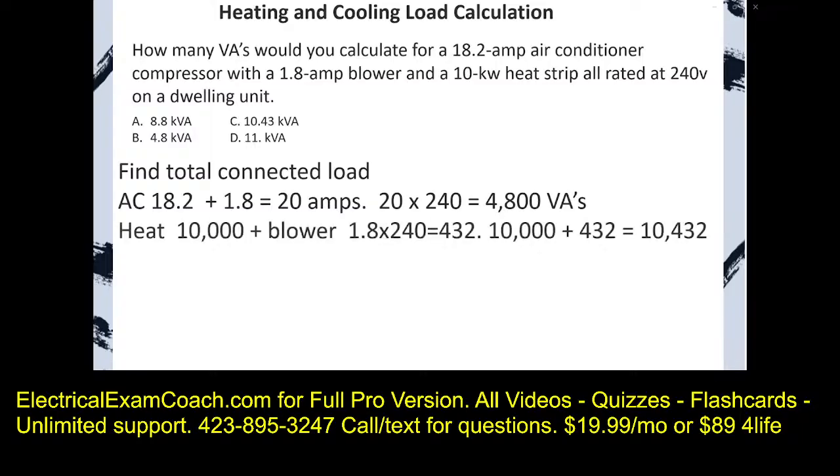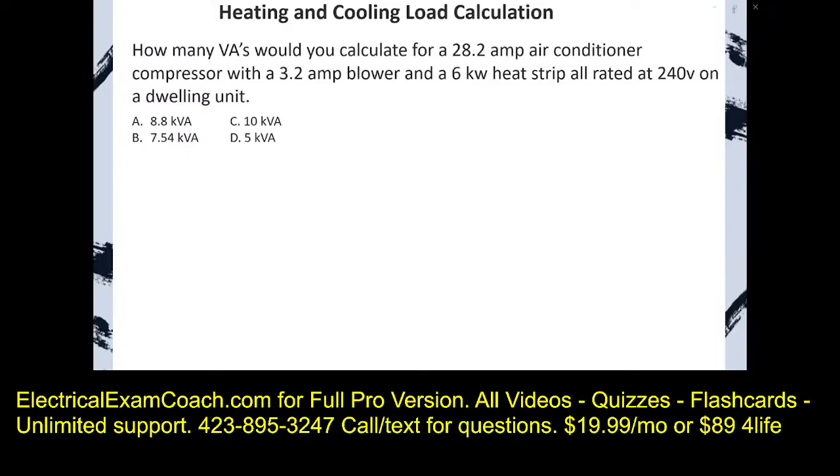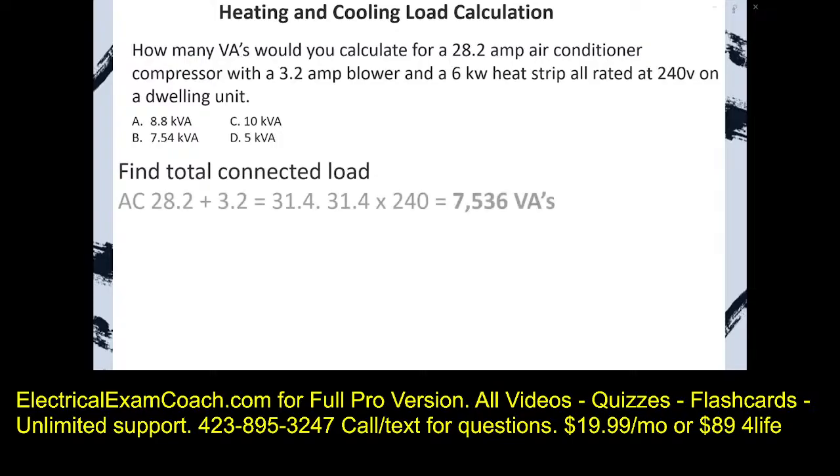Now let's do the heat. How many VAs would you calculate for a 28.2 amp air conditioner compressor with a 3.2 amp blower motor and a 6 kW heat strip, all rated 240 on a dwelling unit? First, let's find our total connected load. Let's do our AC first. We take our amperages and we add them together. Then we need to take and multiply that by the voltage to convert it over to watts. And we end up with 7,536.